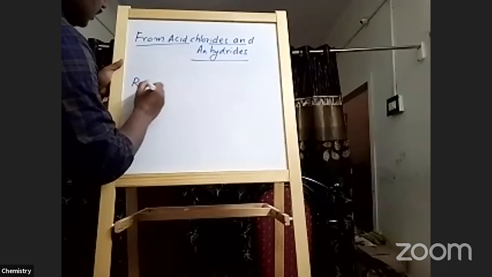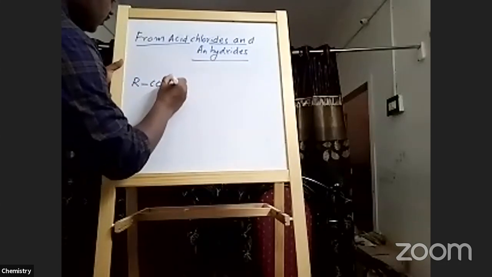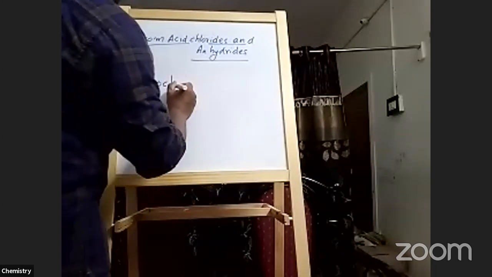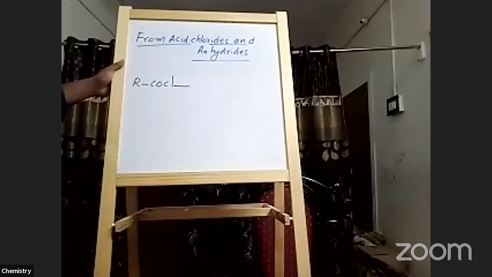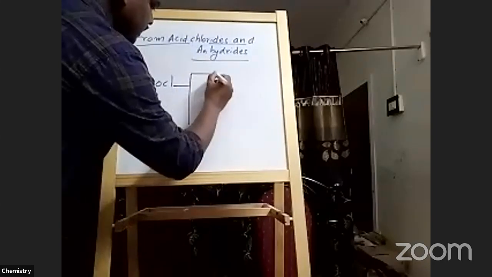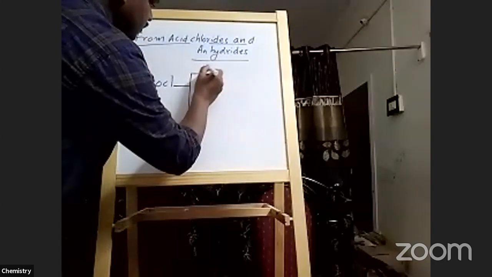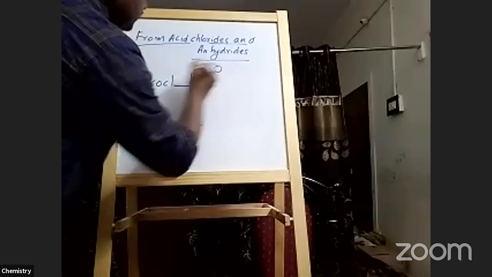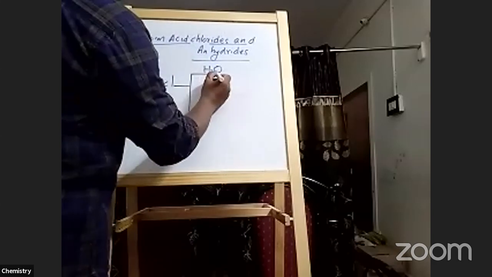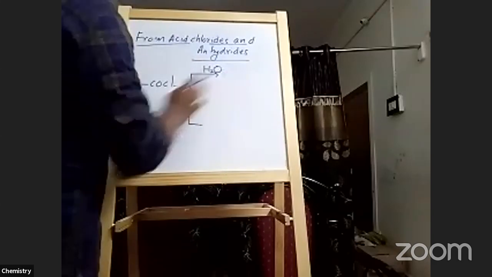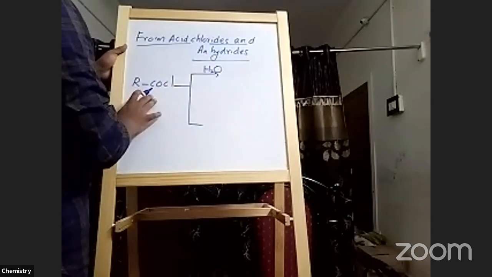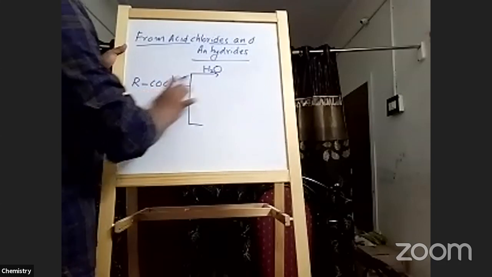RCOCl. This only we are saying is acyl chloride also. We can write two reactions here. One is acyl chloride with H2O, on hydrolysis with water. RCOCl with water directly gives carboxylic acid. H plus, OH minus: OH is adding to CO and converting into RCOOH, and chlorine is going out.